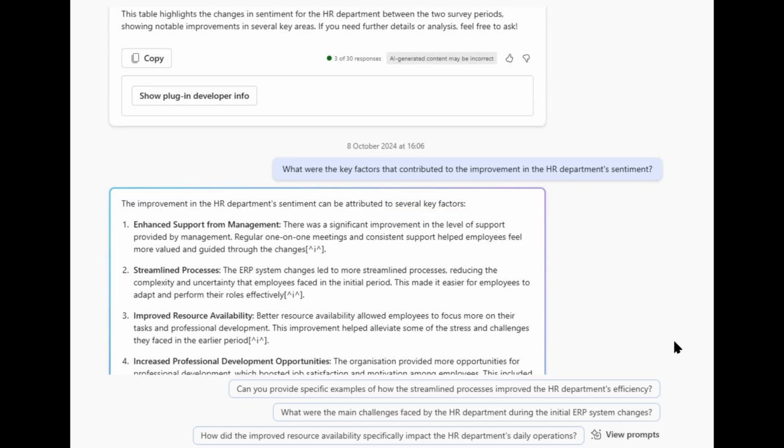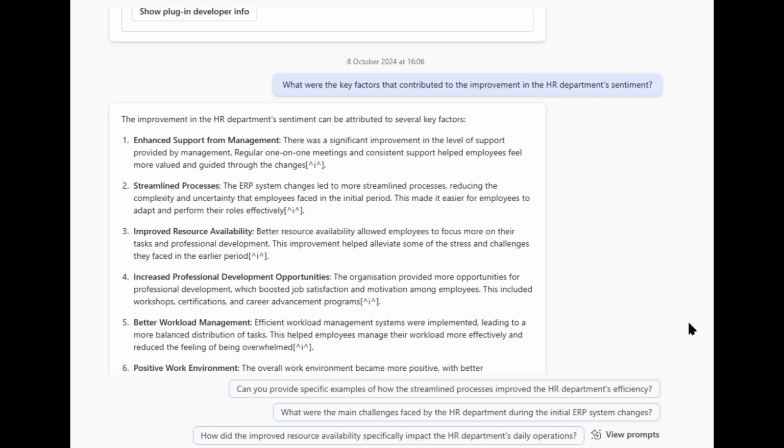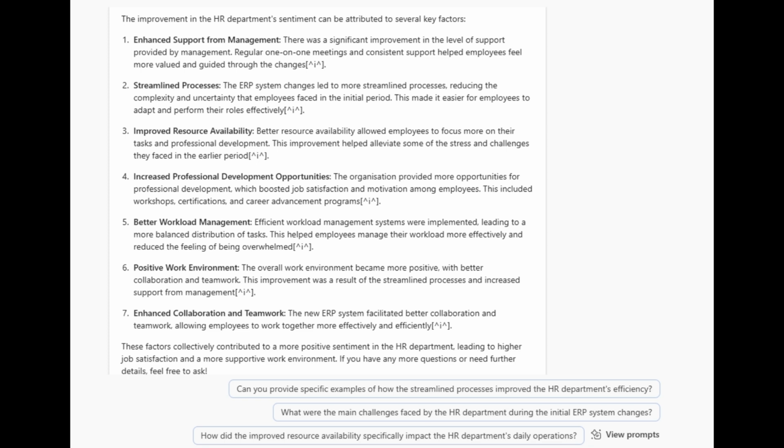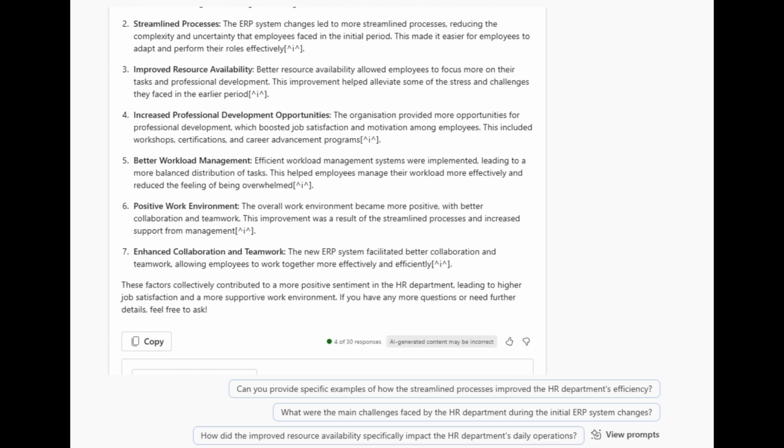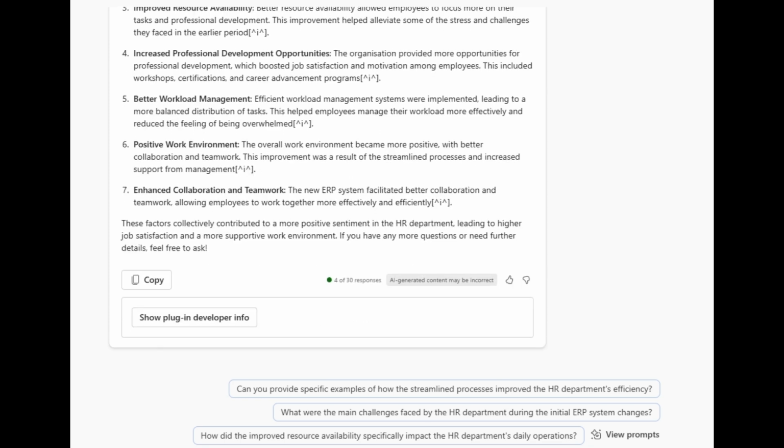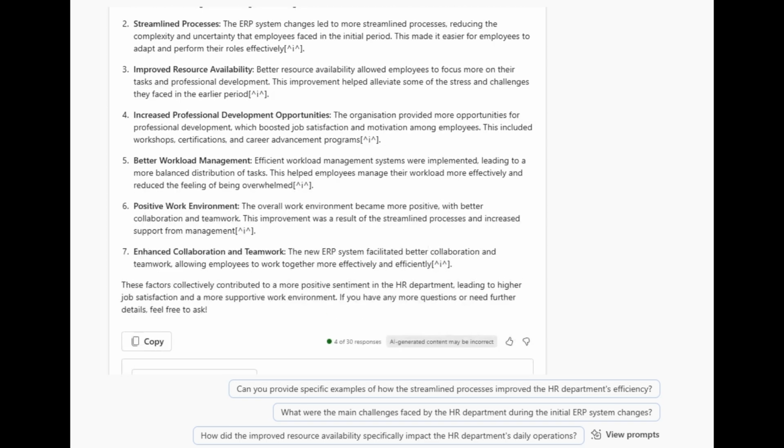Now, what I've shown you here is just one example of the types of insights you can extract from data sources, such as survey results. So please share with us where else this can be used in your day-to-day work.